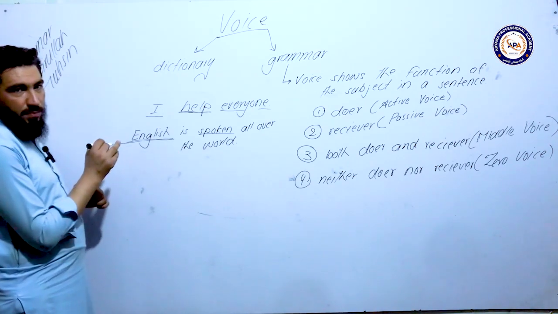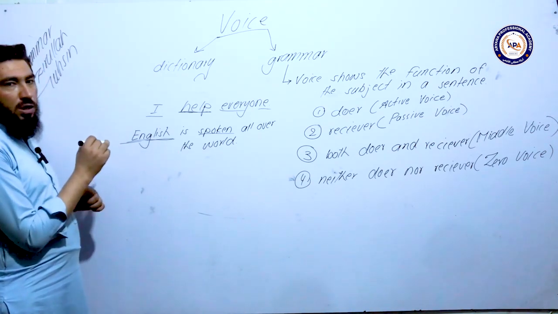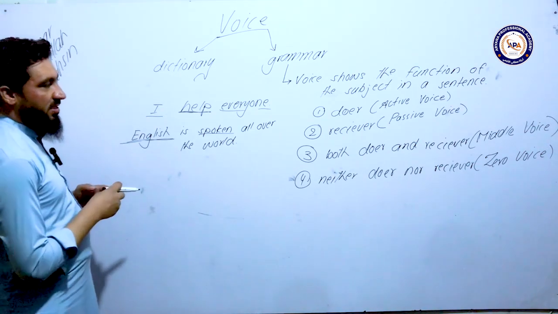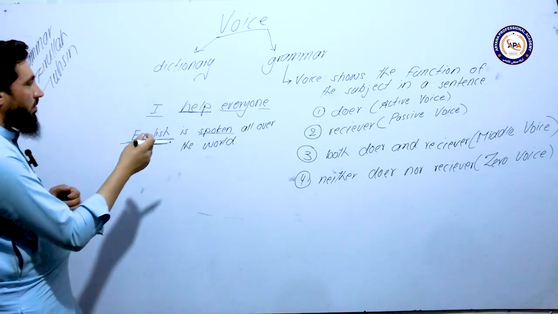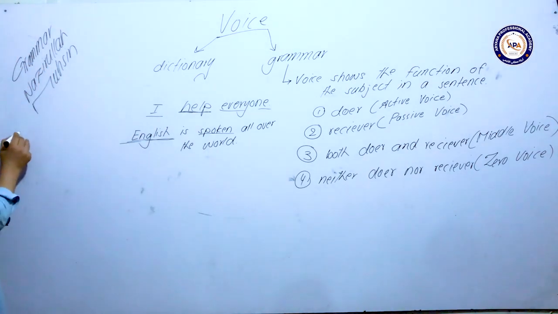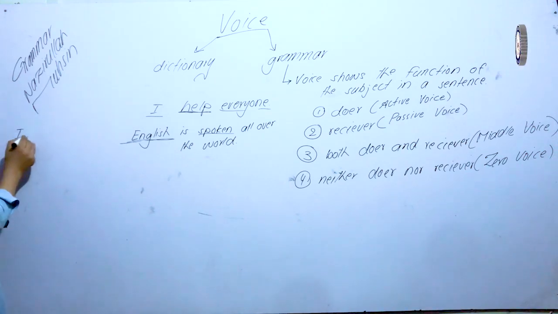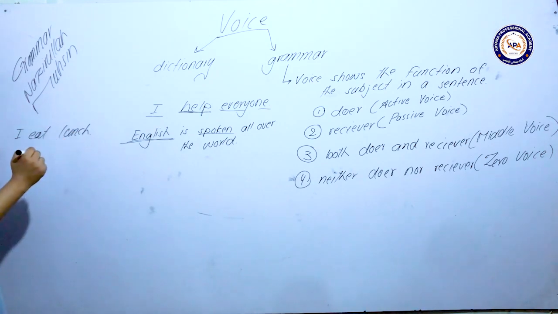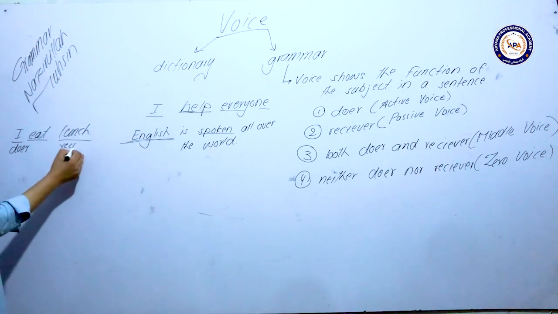It is the subject. So this subject is not the doer. This is the receiver. And there are many more examples. We will study them in the tenses. Look. I eat lunch. The lunch is eaten at 1 o'clock, at 2 o'clock, whatever. I is the doer. This is the subject. And eat is the verb. And lunch is the receiver.